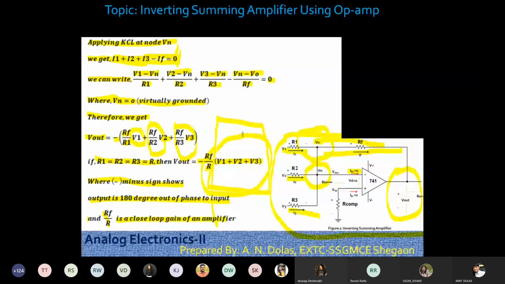Don't you worry. So this is how we get summation and amplification. That's why it is called summing amplifier, and mode is inverting. That's why it is called inverting summing amplifier, where output and input are 180 degrees out of phase. So I'll again come back to you.